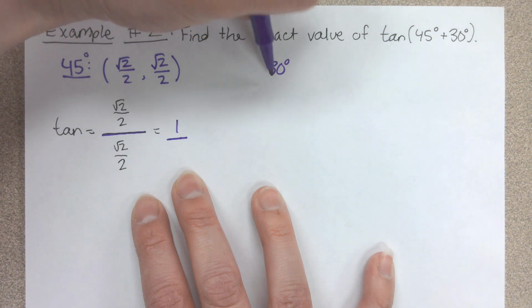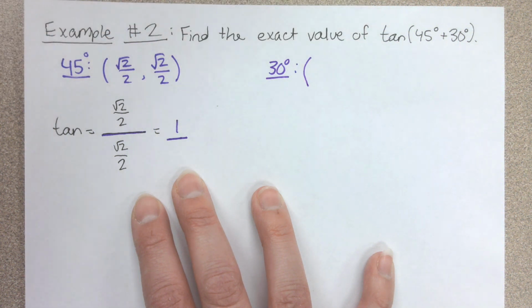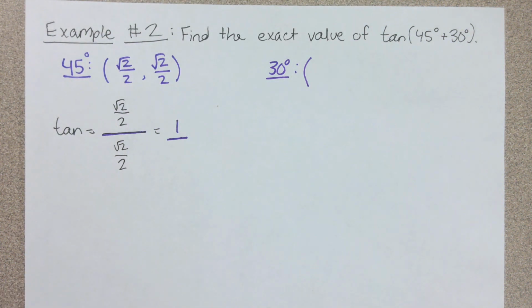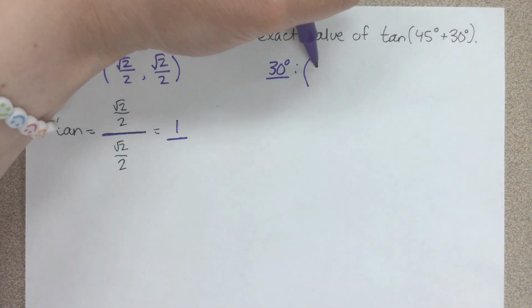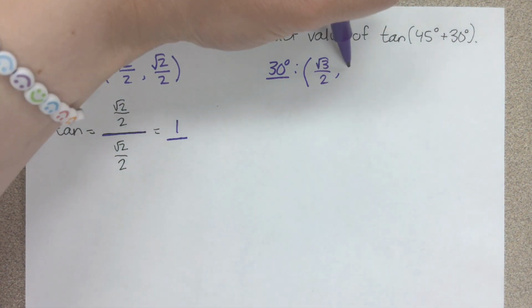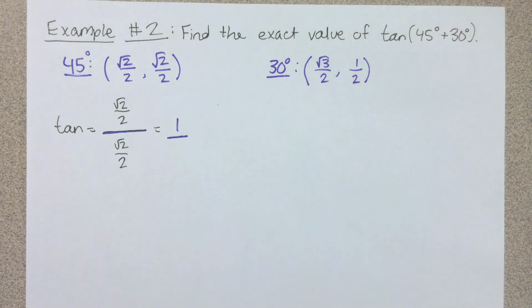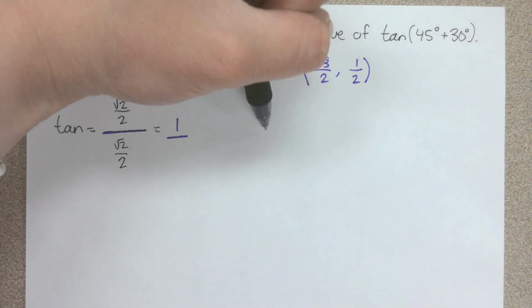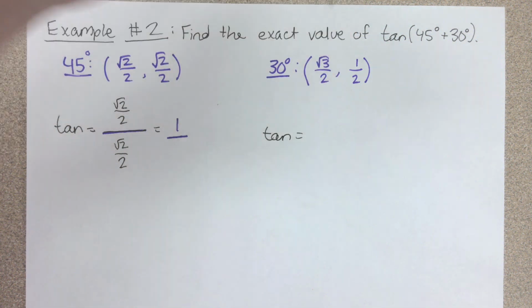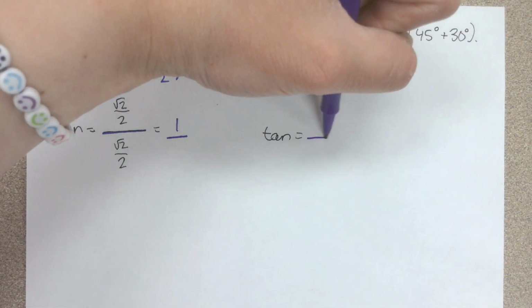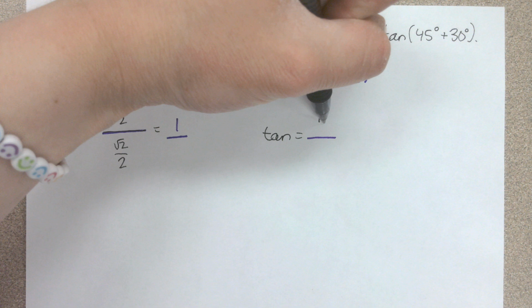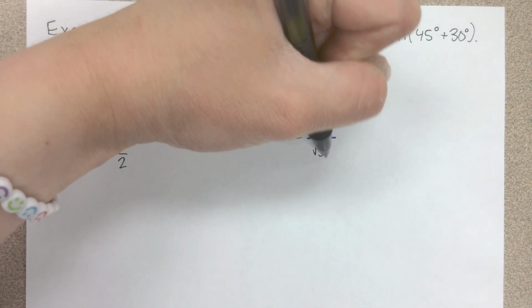30 degrees. And it covered up my circle. Where'd you go? There you are. Square root 3 over 2, 1/2. Tangent equals 1/2 over square root 3 over 2.